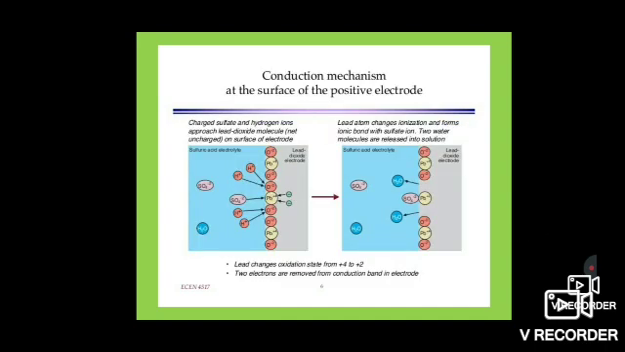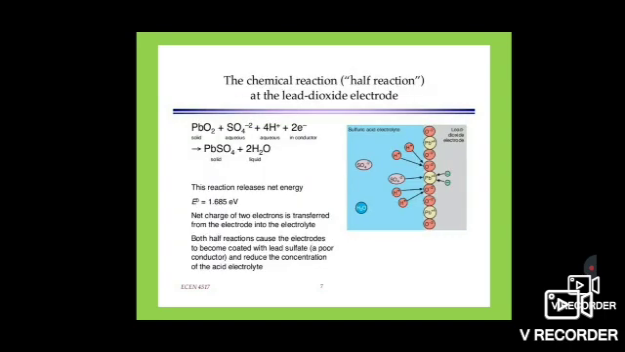Now we will see the conduction mechanism at the surface of the positive electrode. The charged species, that is the sulfate and hydrogen ions, approach a lead dioxide molecule on the surface of the electrode. The lead atom changes ionization and forms an ionic bond with the sulfate ion. 2 water molecules are released into the solution. That is PbO2 + SO4 2- + 4H+ + 2 electrons gives PbSO4 + 2H2O. This reaction releases a net energy of E0 equal to 1.685 electron volts.